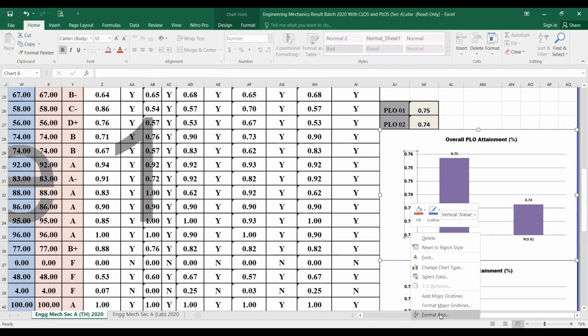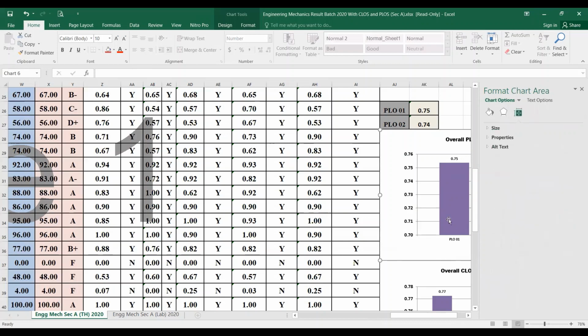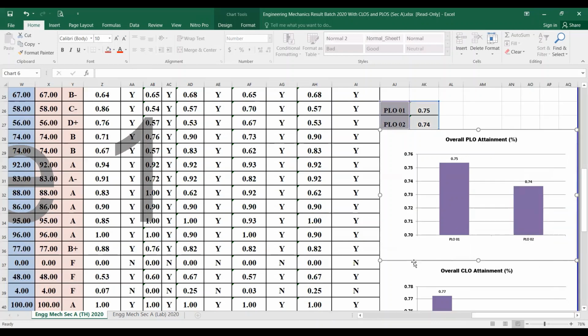So what we have to do is go into the format axis, and we can change it. Let me see, minimum, let me take 0.7, and maximum it should be 0.8. So this is done. Now it's good. Now it's okay. This is the way, you can take the values 0.7, 0.71, 0.72, and now you can easily see the difference: PLO2 attainment is 74% and PLO1 attainment is 75%.